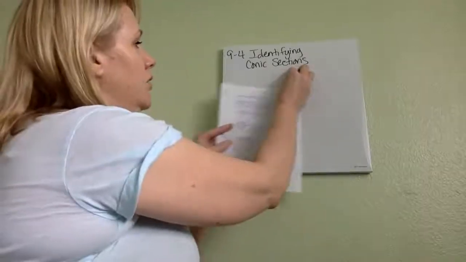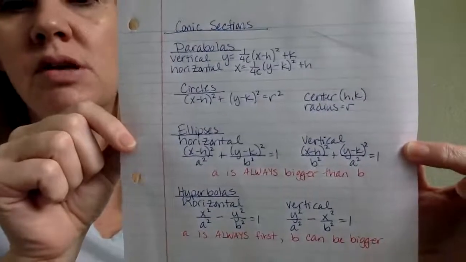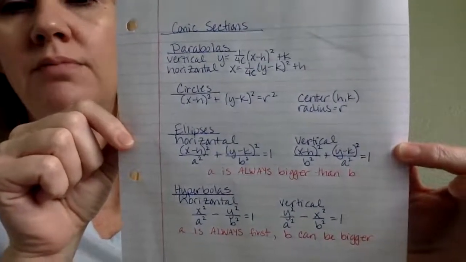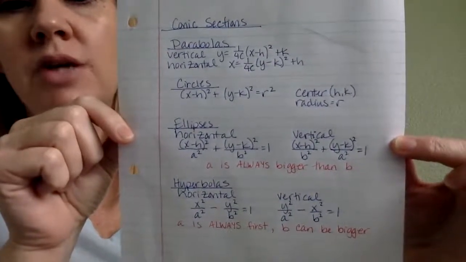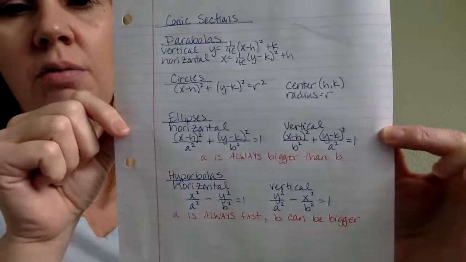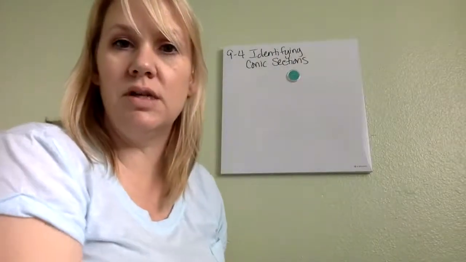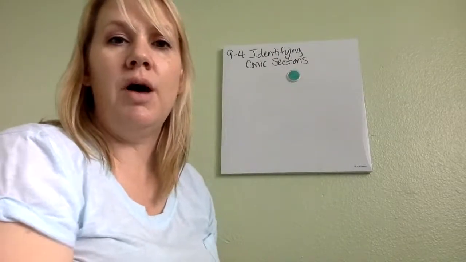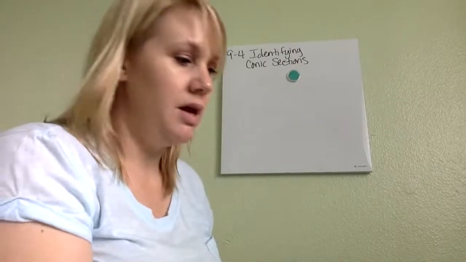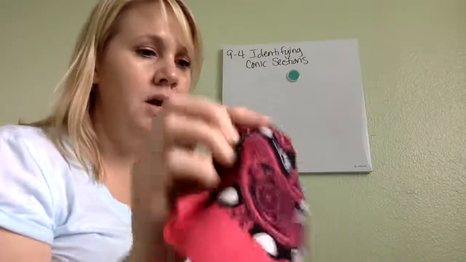I have this little piece of paper that has all the different conic sections. They're standard form equations for the parabolas, the circle, the ellipses, and the hyperbolas. This is posted on Canvas if you would like to use it as a reference. So I will reference these as I'm working today on the couple of examples I have for you.